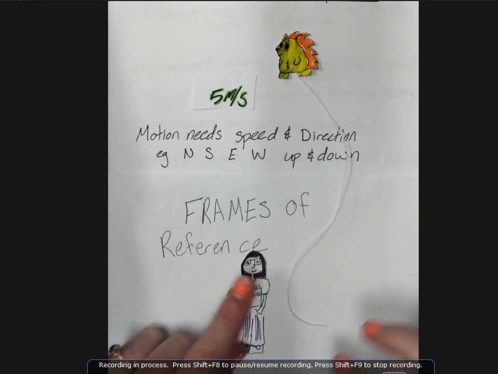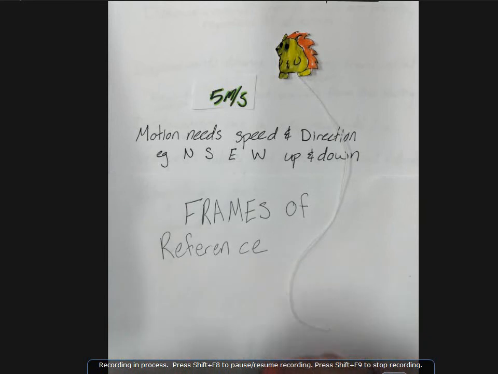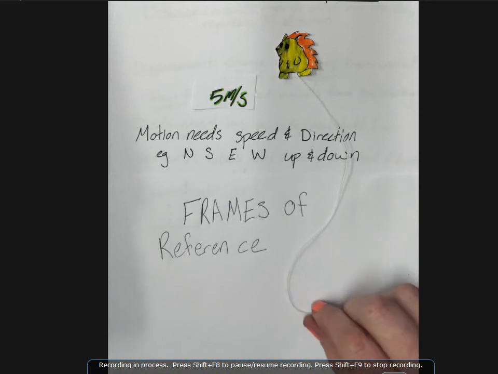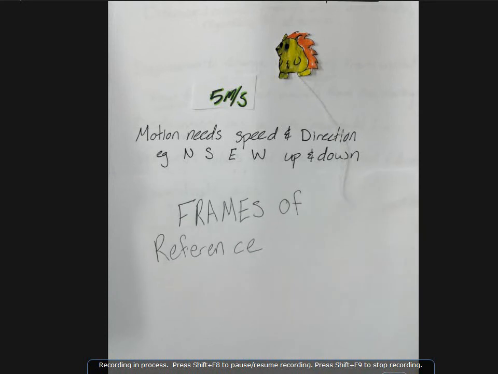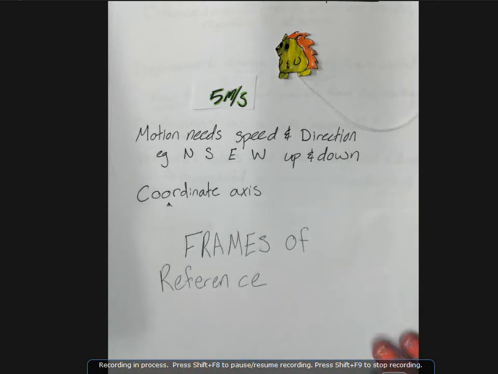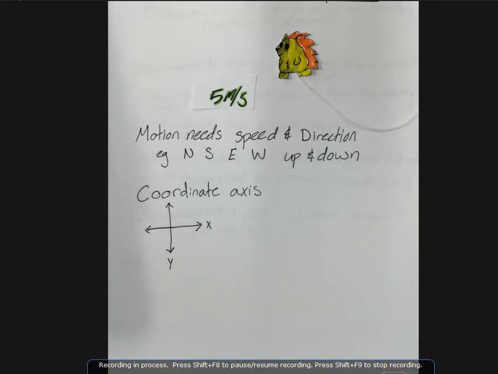All right, for everyday motion situations, directions like north, south, east, and west are going to be perfectly fine. However, in physics, most of the time, it's going to be really helpful for us to have a coordinate axis. Right? And a coordinate axis is just an x and y plot system. Right? And if we have our x and y plot system, we can go ahead and we can describe any type of motion. And we can do it just by using positives and negatives.